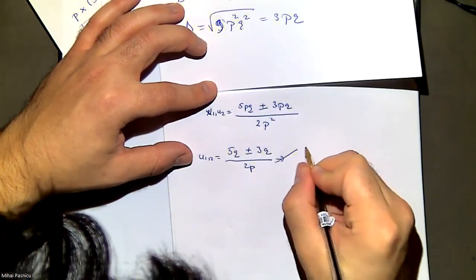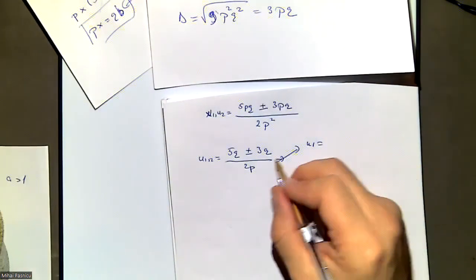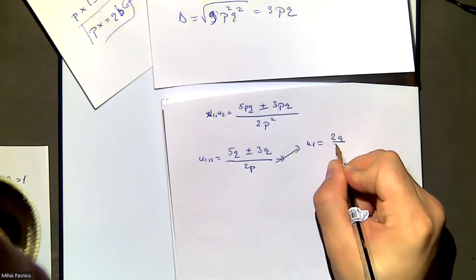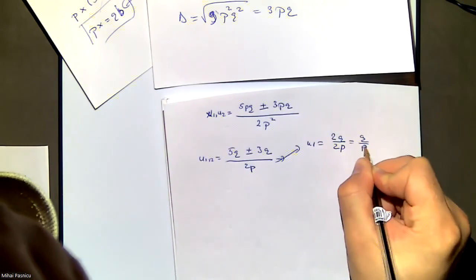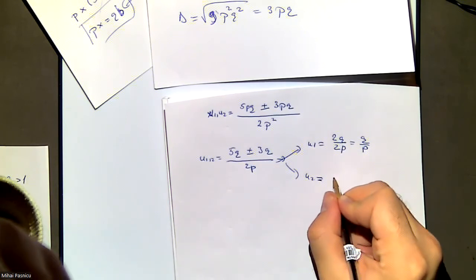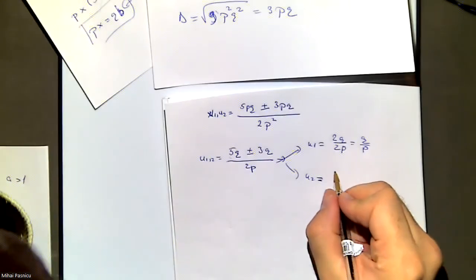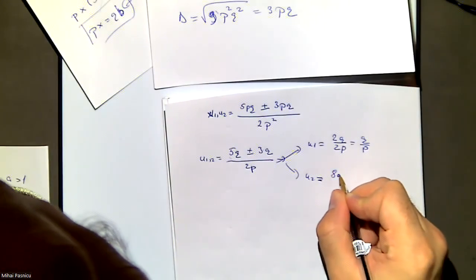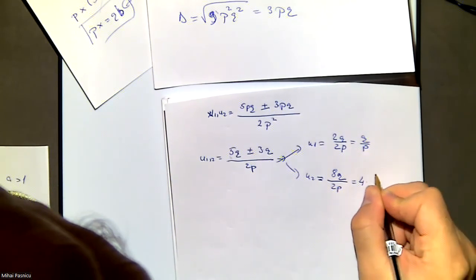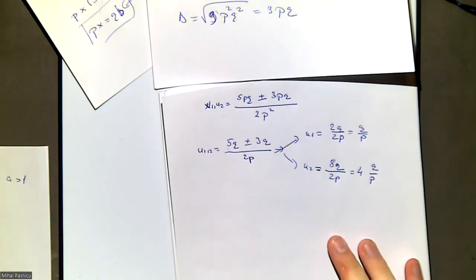So I get u1 is equal to, what's this? I'm so bad at this right now. 2q over 2p, so it's q over p. And then u2 is equal to, you just add them, 5 plus 3, that's 8. Sure, sometimes my brain just stops. 8q over 2p, that is 4q over p. Okay.